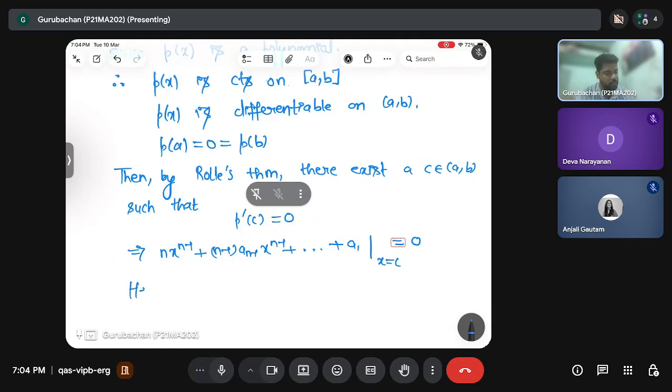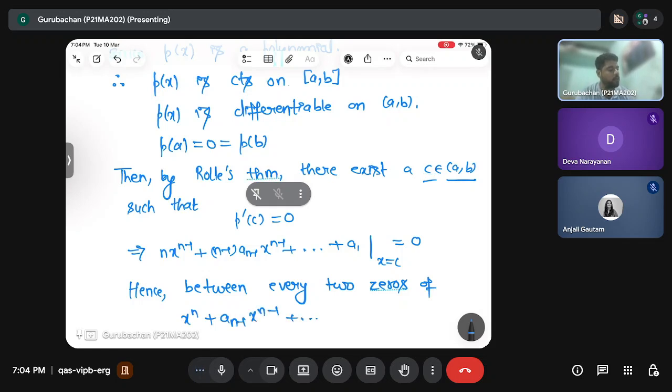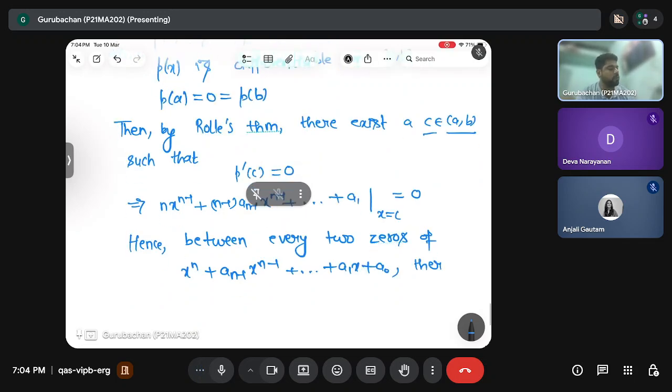So hence, since c is between a and b, between every two zeros of x to the power n plus a n minus 1 x to the power n minus 1 plus ... plus a1 x plus a naught, there is one zero of n x to the power n minus 1 plus ... plus a1.